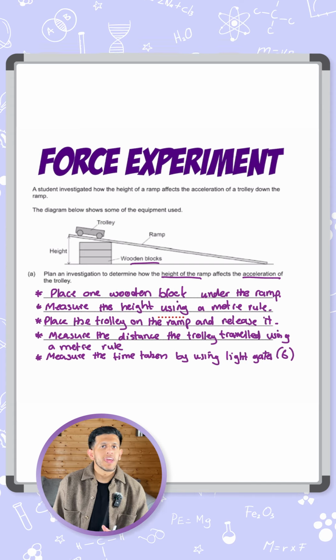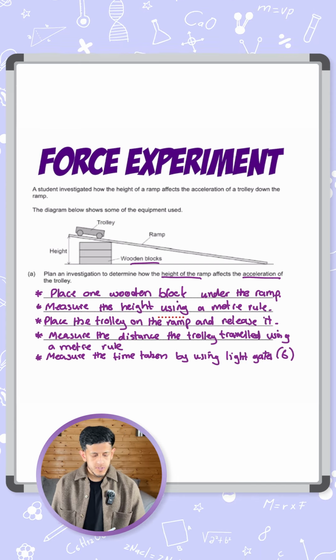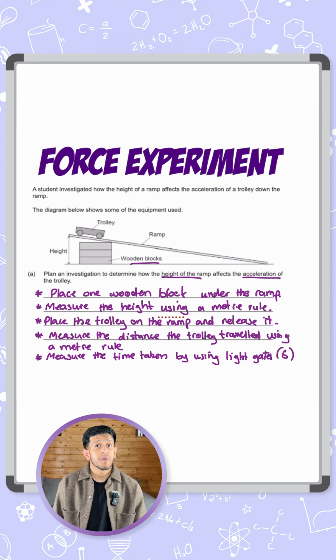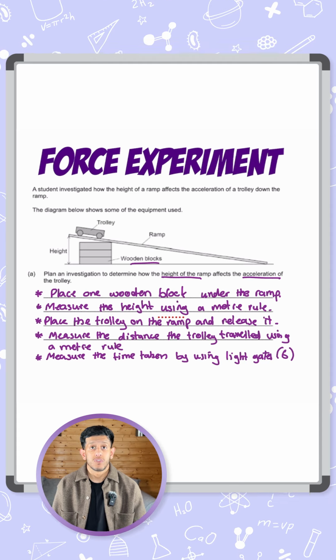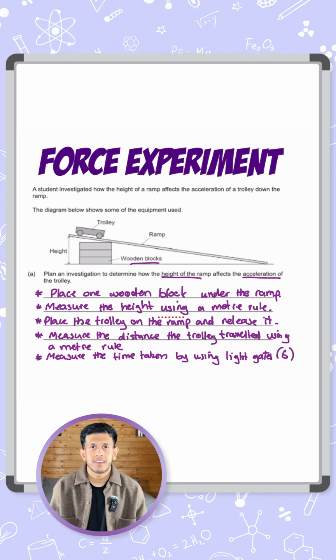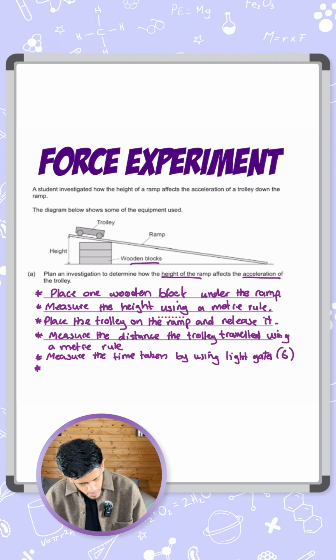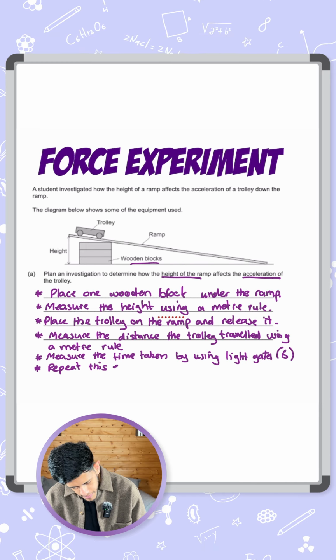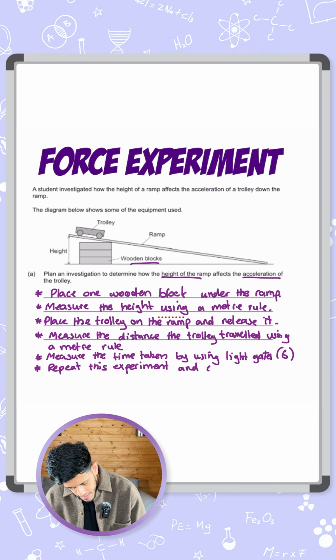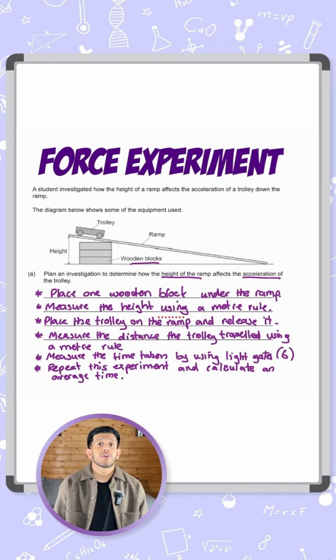Okay, so now a care point when carrying out an experiment, we also need to mention those. So one thing here is we've done it, but we would repeat it so that we can get an average in our results. Yeah, so making sure that we don't make any mistakes, rule out any anomalies. I'm just going to put repeat this experiment and calculate an average time. So now we've calculated the time.